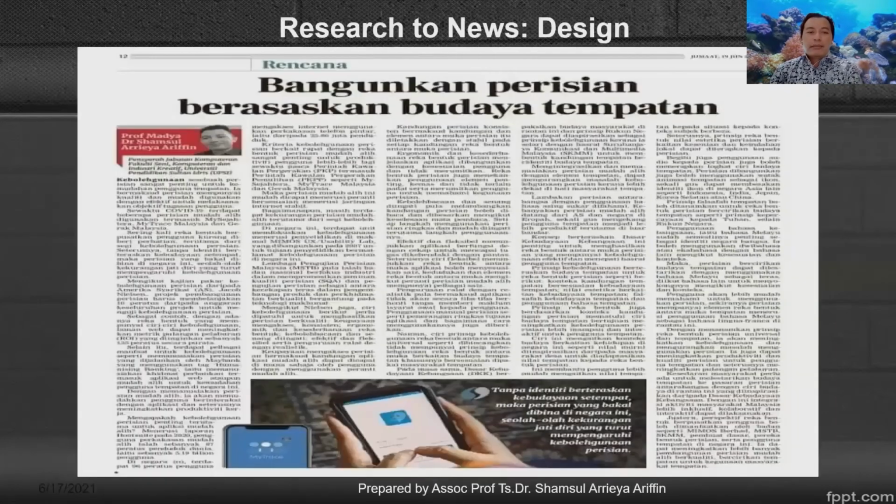Okay, bangunkan perisian berasaskan budaya tempatan. Okay, this is just now. It's a part of my previous research on the local culture, the design guideline principles that I've written, and I relate it with current issues. I relate it with usability. I relate it with the COVID pandemic, I relate it with MIMOS, I relate it with MSTB and SKMM.